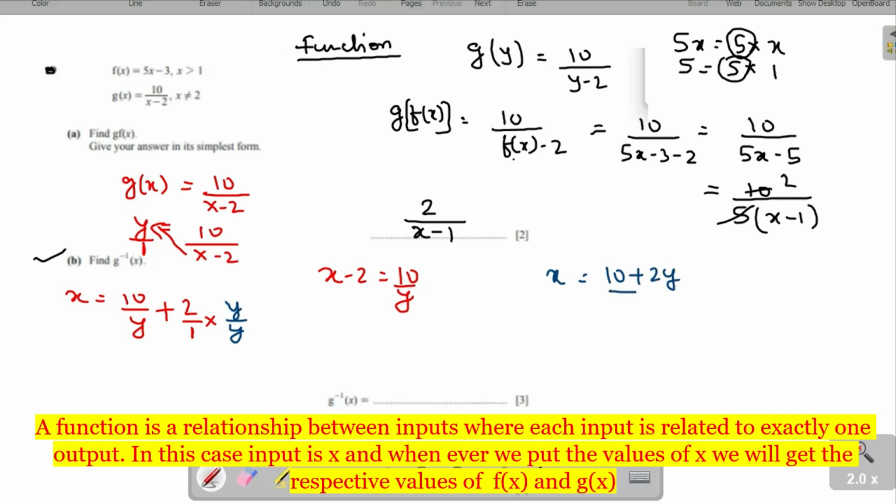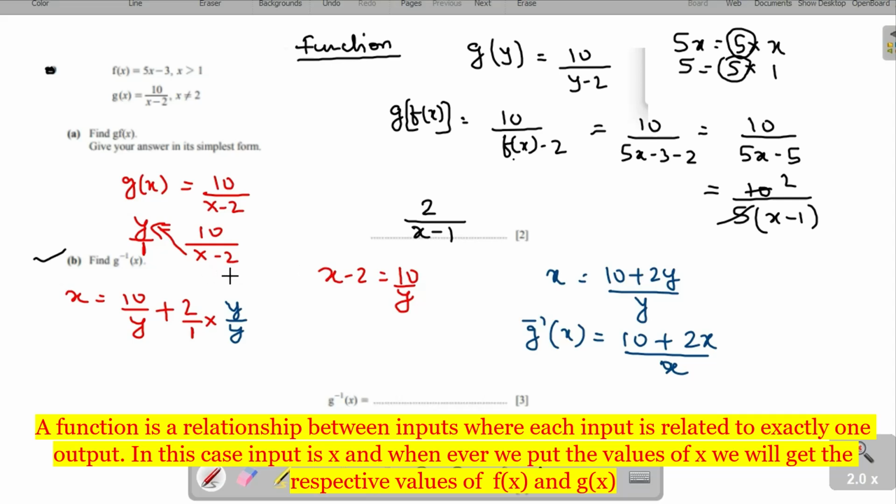Our job is done here. We expressed x in terms of y and made x the subject. Now we write g inverse of x equals 10 plus 2x upon x. We replaced y with x, the variable, and wherever x was written, I write g inverse of x. This is how we can find the inverse of any function.